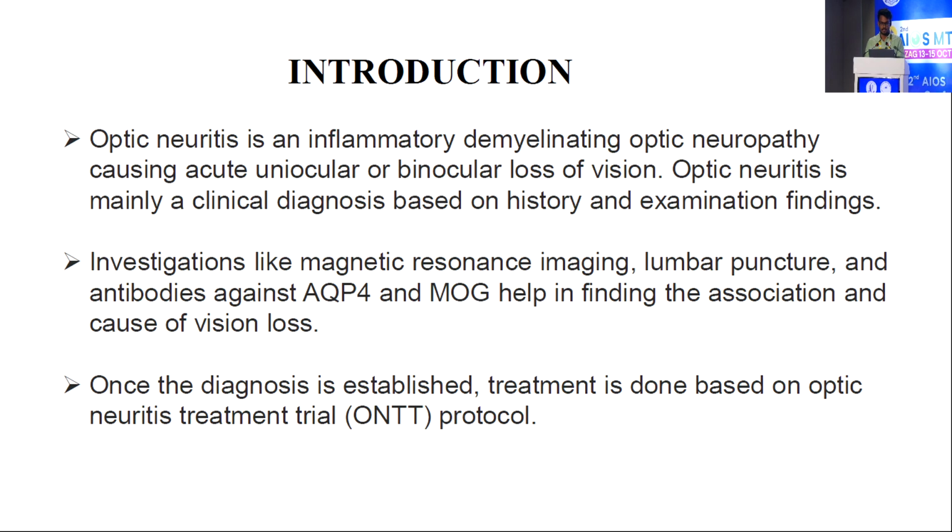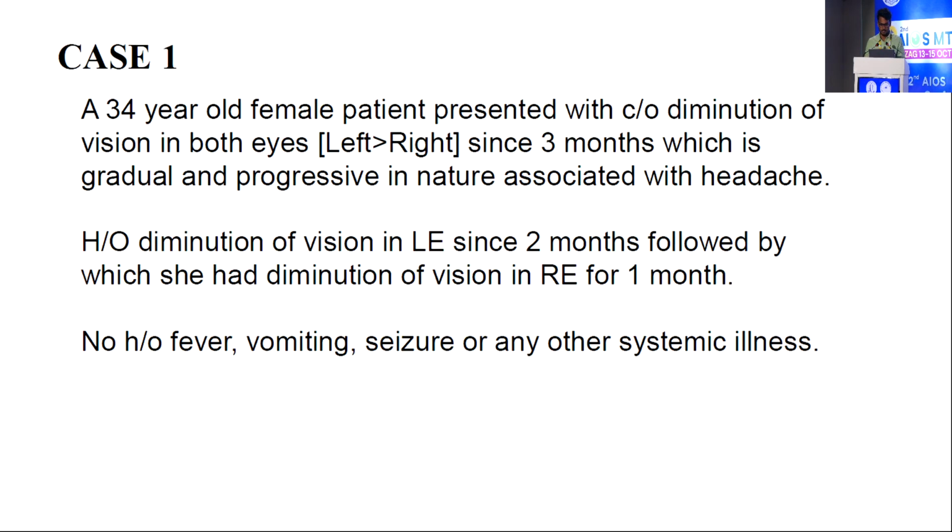Introduction: Optic neuritis is an inflammatory demyelinating optic neuropathy causing acute uniocular or binocular loss of vision. The diagnosis is mainly based on clinical history and examination findings. Investigations like MRI, lumbar puncture, and antibodies against aquaporin-4 and myelin oligodendrocyte glycoprotein help in finding the association and cause of vision loss. Once the diagnosis is established, the treatment is done based on the optic neuritis treatment trial protocol.